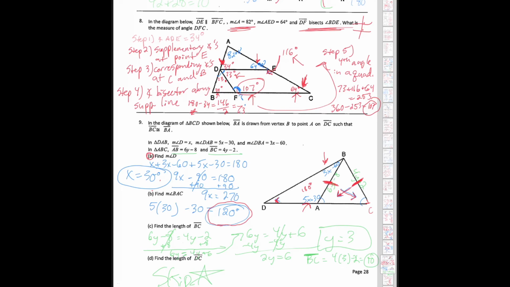For C, now we're looking for segments. So if we're trying to find the length of segment BC here, this segment here, we set it equal to the other segment which we were given. So we do 6y minus 8 equal to 4y minus 2. We solve and we get y equals 3. Now we take this y equals 3 and we plug it back into side BC. When we do that, we get 4 times 3 minus 2, which is 10. Side BC is equal to 10.